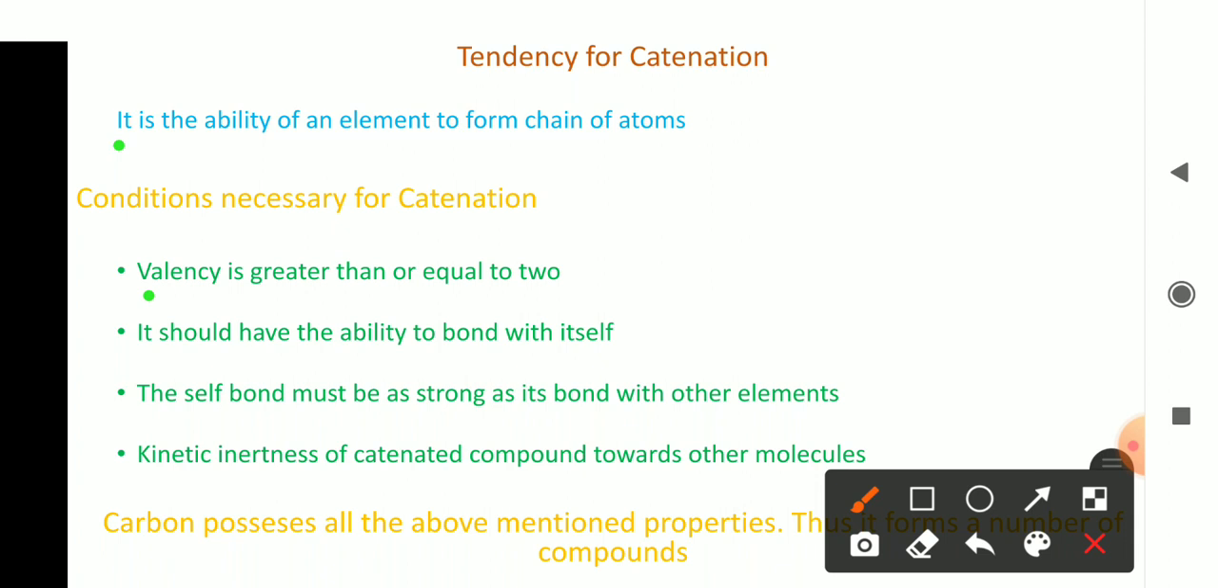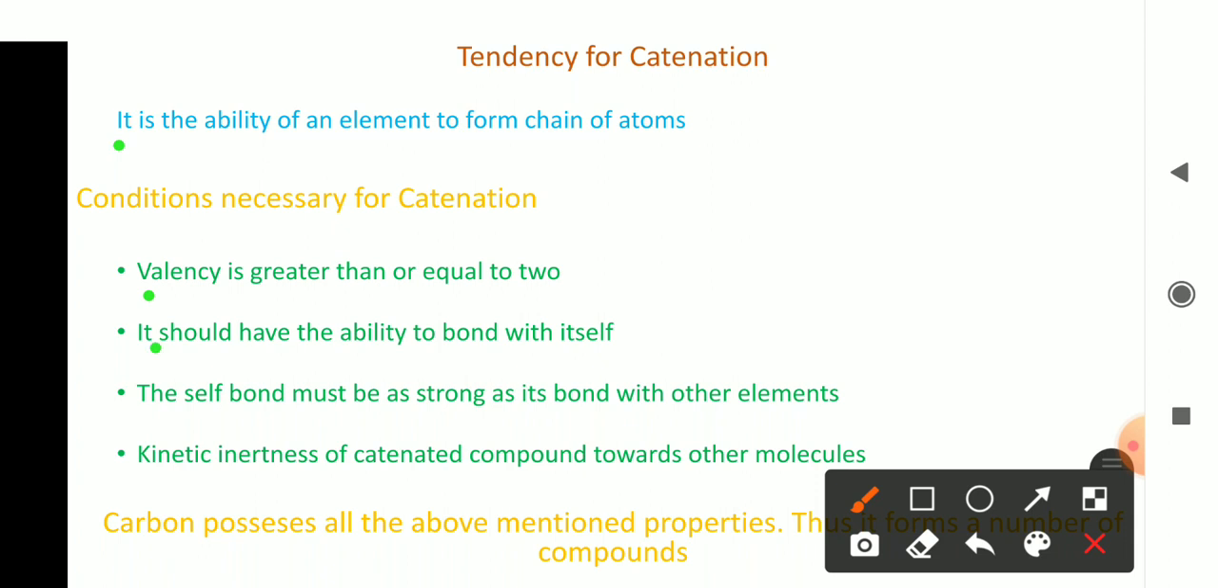What should its valency be? It should possess a valency of either 2 or more than 2. That is the prior qualification for an element to show the property of catenation. Its valency must be equal to 2 or greater than 2. Then for carbon, what is the valency? Its valency is 4. It is greater than 2, so it can have the ability of catenation.